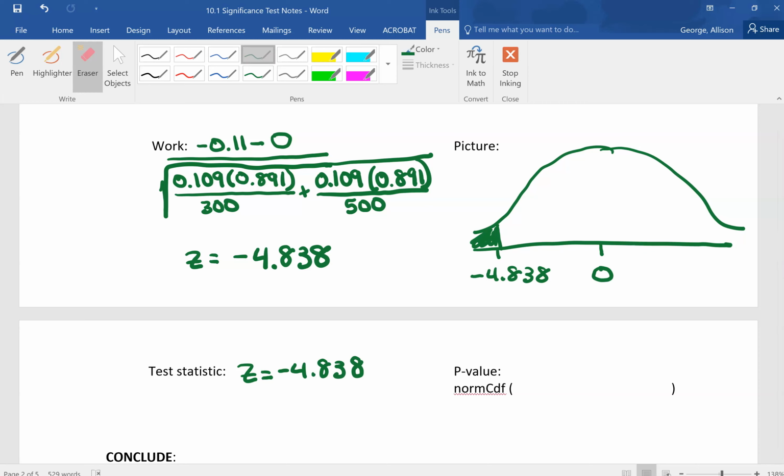Okay, so plugging into our calculator. We're going to plug in what we know, and we're going to do our norm CDF.